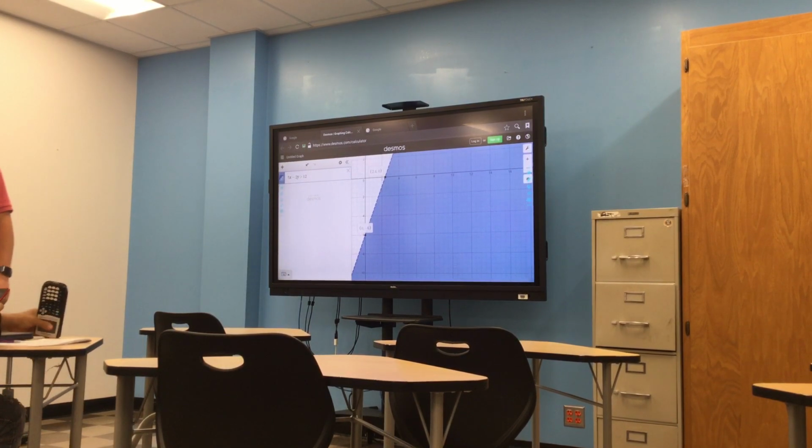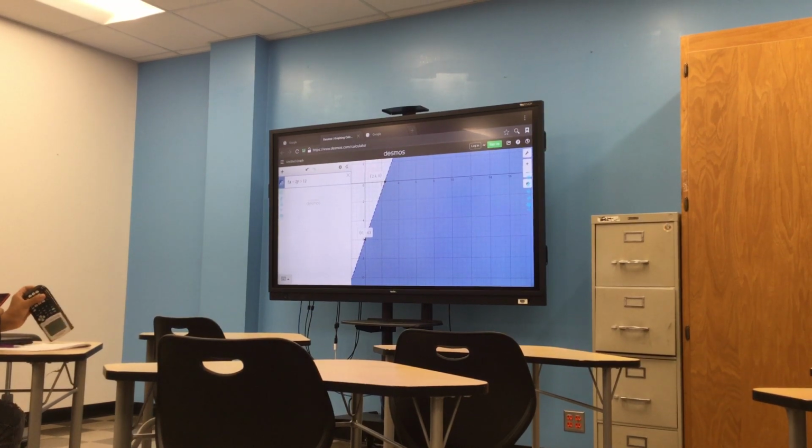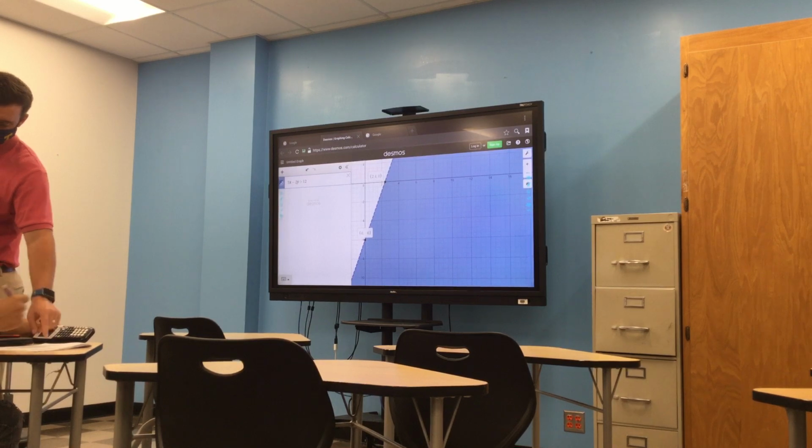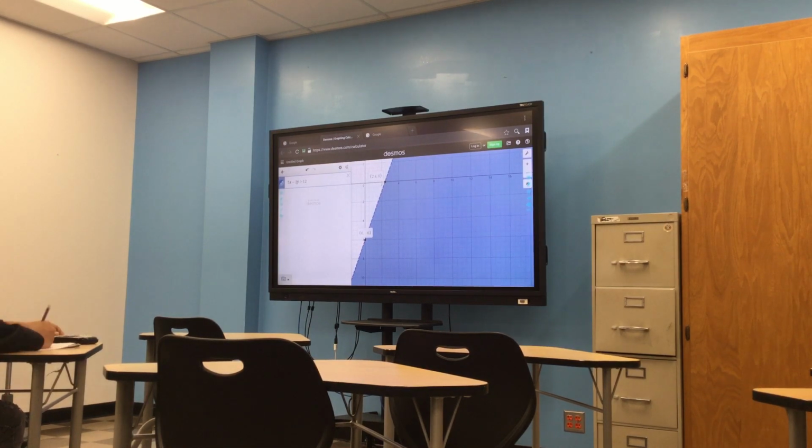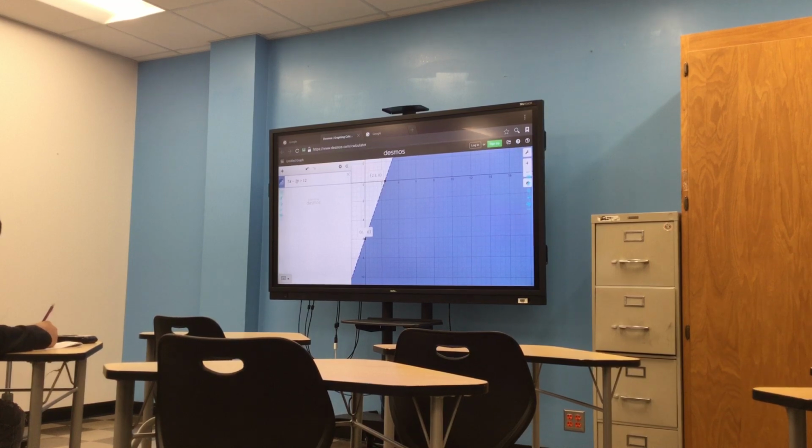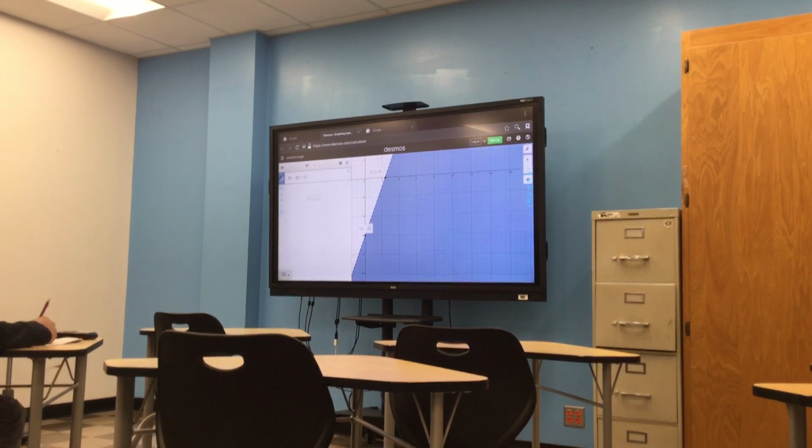So graph this on your paper with a pencil in your right hand, put points on the graph. Notice here this is another dotted line, so make sure that what you plot has a dotted line as well.